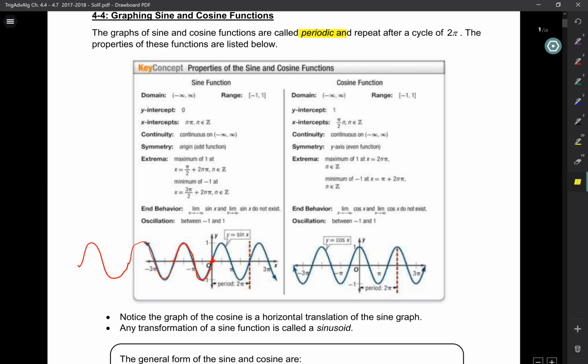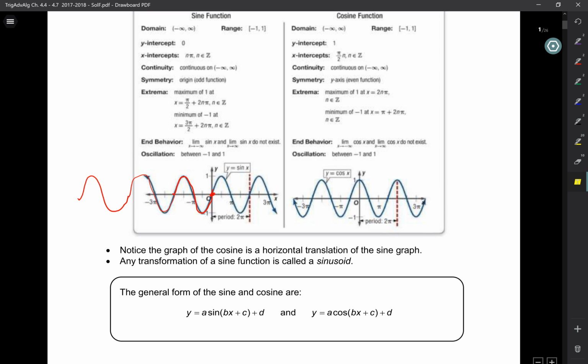Same with the periodic table of elements. It just repeats after every 7 elements.